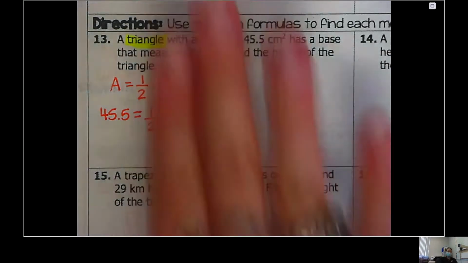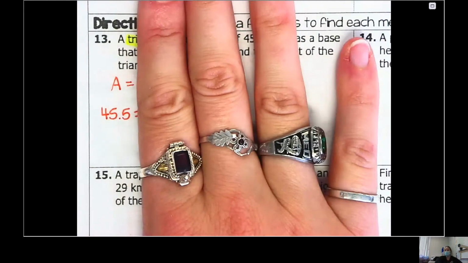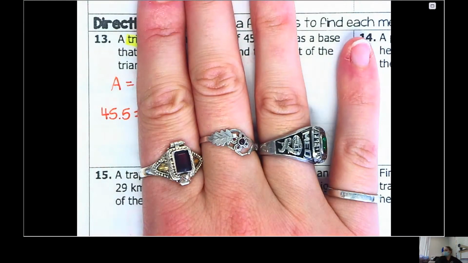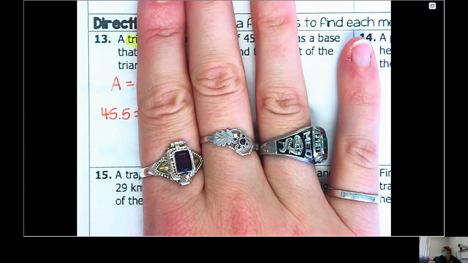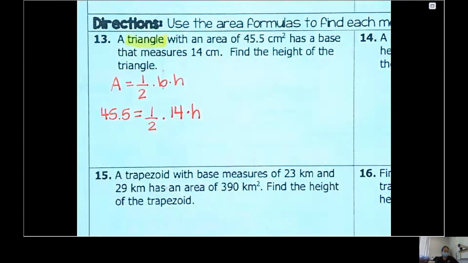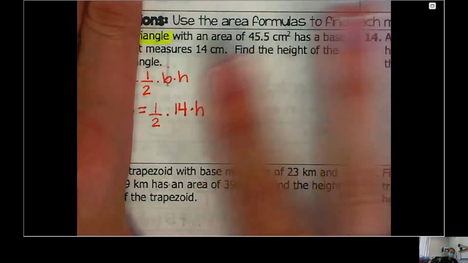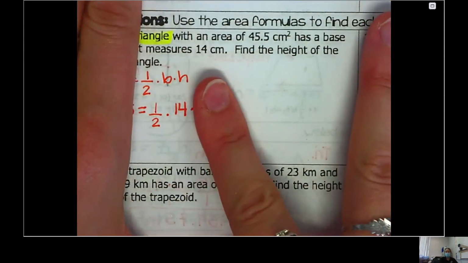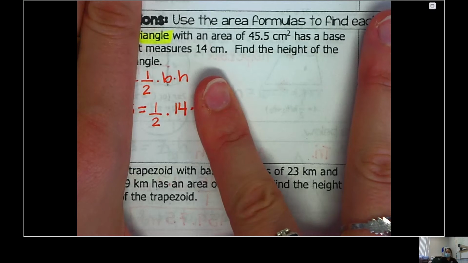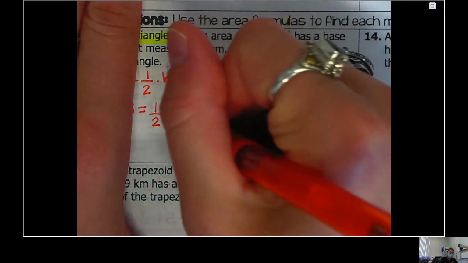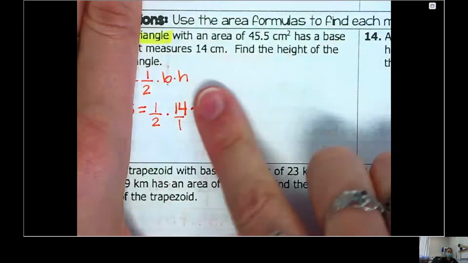So let's look at the left side first. Is there anything for me to do on the left side? Is there anything to do over there? No. It's a number by itself. Okay, so we're going to ignore the left side. Let's look at the right side. Now, let's pretend for a second this h wasn't there. What would you do? Set it as a fraction. Okay. So I'd put a 1 underneath the 14. Continue to ignore the h.